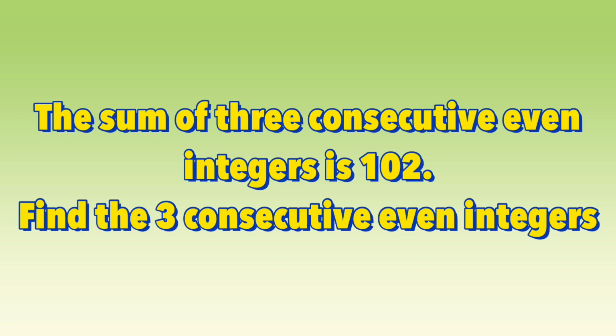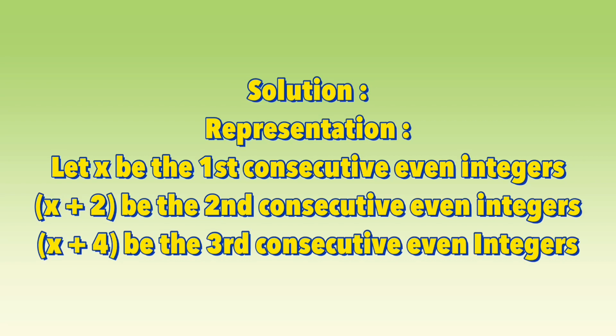Okay, the next number: the sum of 3 consecutive even integers is 102. Find the 3 consecutive even integers. Okay, our solution, representation. Let x be the first consecutive even integer, x plus 2 be the second consecutive even integer, and x plus 4 be the third consecutive even integer.